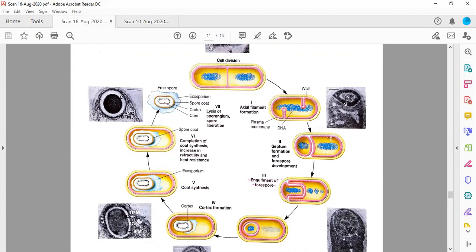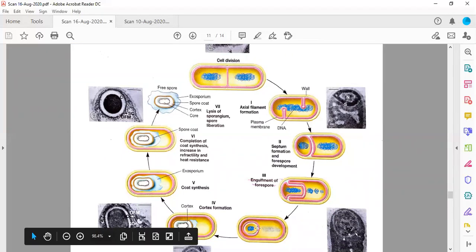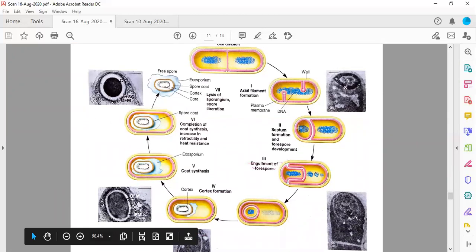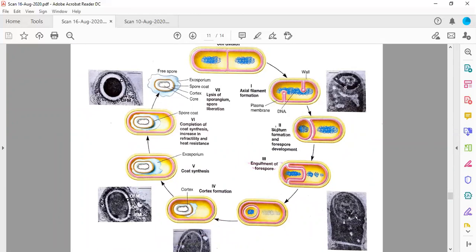So it will make a spore mother cell, and this will engulf the small cell. So when there is an unequal division, this is a small cell, this is a large cell, so it will lead to the development of a forespore. Then this big cell will engulf this small cell. So it will become endospore, and this will become the spore mother cell.